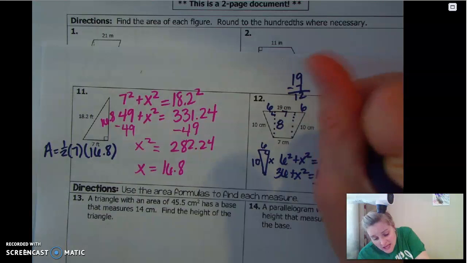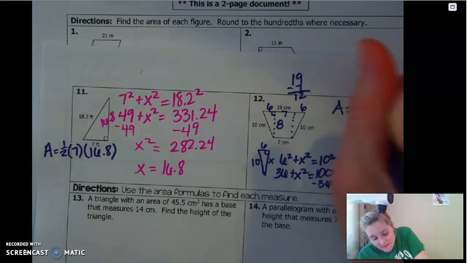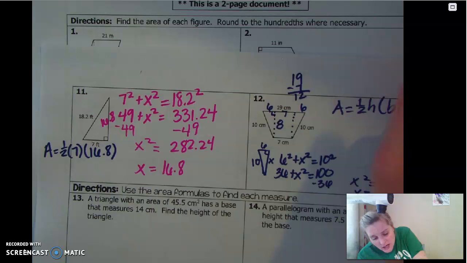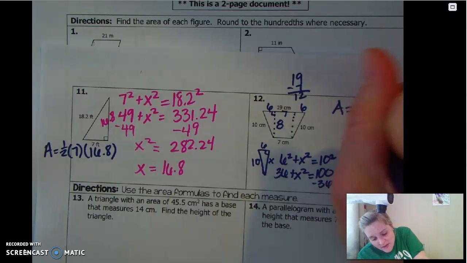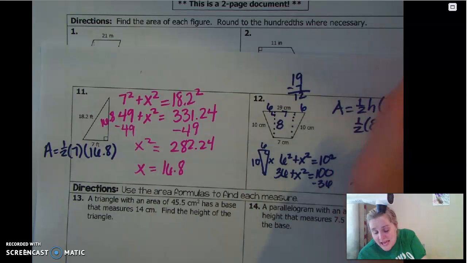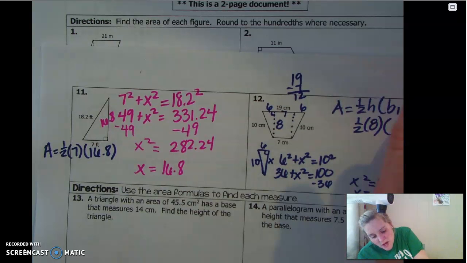Now, the area of a trapezoid is half of the height, base 1 plus base 2. So half of the height, which we just found out, is 8. And then we have our base 1, which is 7, and our base 2, which is 19.